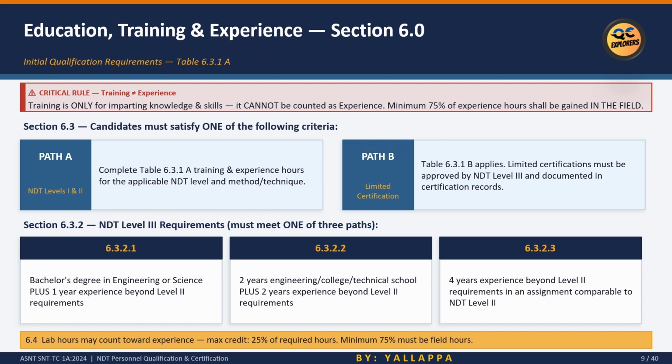Now, Level 3 qualification can be achieved through 3 different paths: bachelor degree plus additional experience, technical or college education plus additional experience, or 4 years additional experience beyond Level 2. Another important rule: laboratory hours may count only up to 25% of required experience. Minimum 75% must still be field experience. Very important for audits and qualification reviews.